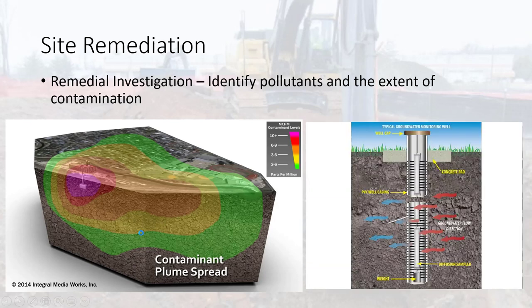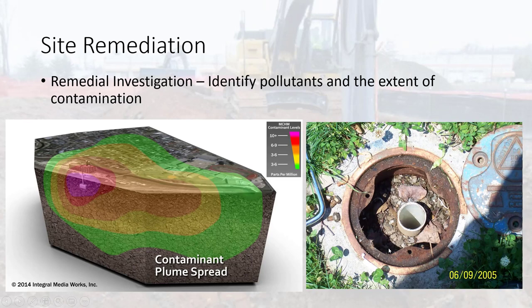You may also want to look at groundwater, right? So you will drill groundwater wells. And they're typically what you might see here. It's essentially an outer casing and a PVC pipe. And that PVC pipe has slits in it to allow water to flow into it, or groundwater to flow into it. That's what you're seeing right there.